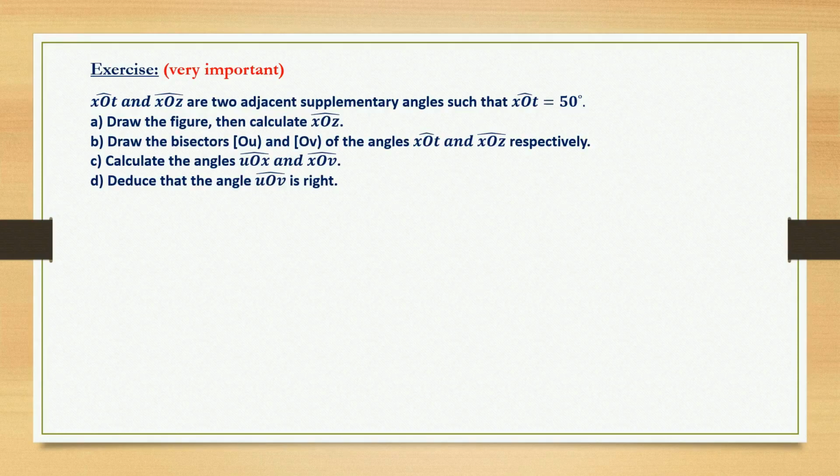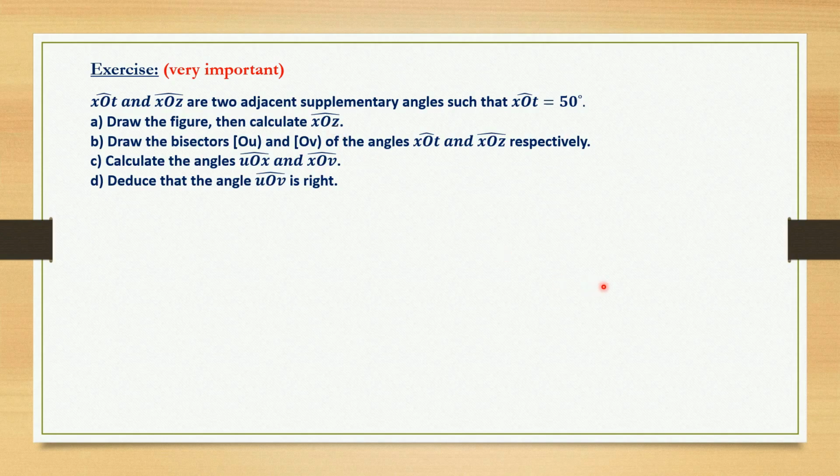Hello students, in this video we are going to solve this very important exercise. XOT and XOZ are two adjacent supplementary angles such that XOT equals 50 degrees. Here we have two adjacent supplementary angles and the measure of one of the angles is given. So first, draw the figure, then calculate XOZ.